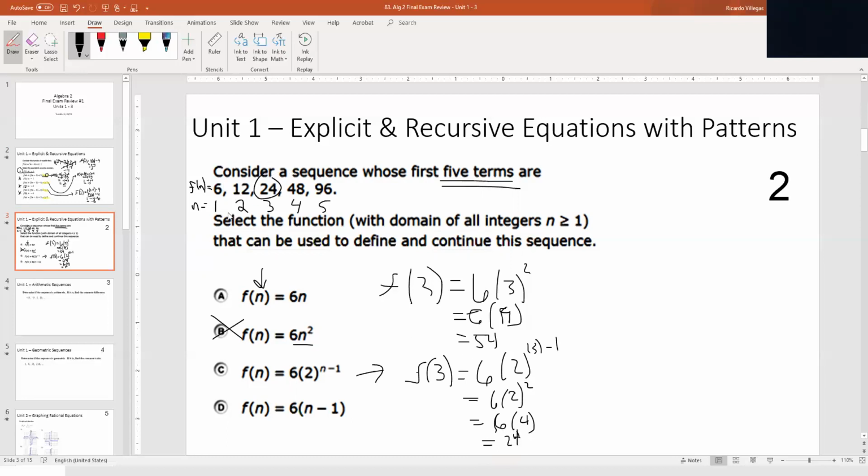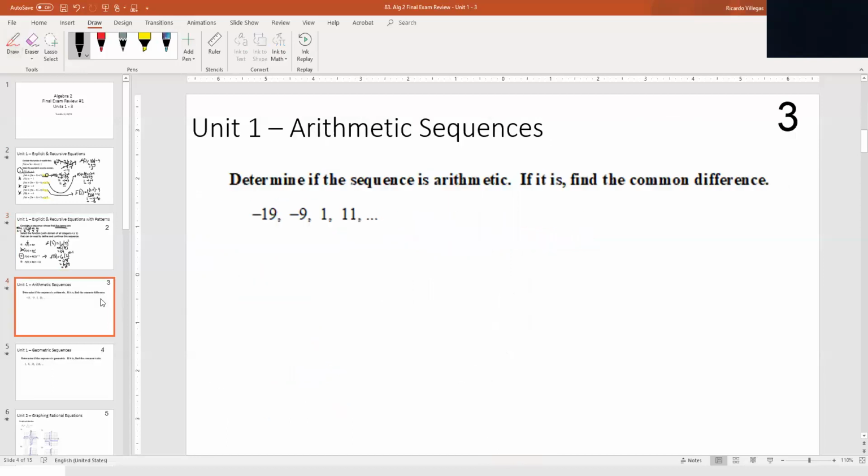And then if you were to plug in a 2, here 2 minus 1 is 1, 2 to the 1 power is 2, 2 times 6 is 12. So your answer is C. Okay, that's how you do that problem there. For this problem here, it says determine if the sequence is arithmetic. If it is, find the common difference.